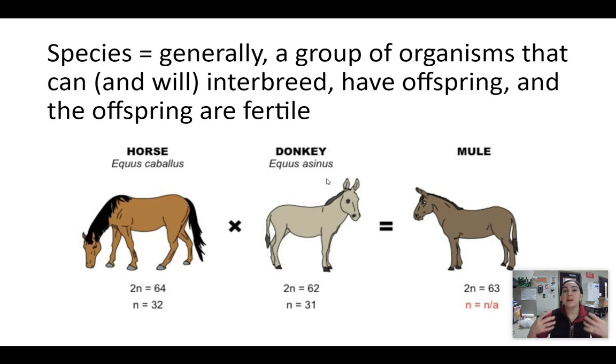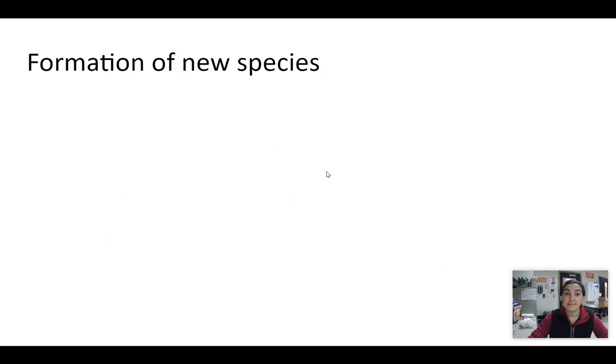So in order to become a new species, you have to get to a point where organisms either can't or won't interbreed, or if they do, they don't successfully have offspring, or their offspring are no longer fertile. So that's where scientists draw that line and when we call something a new species. Here's the process of how speciation works.